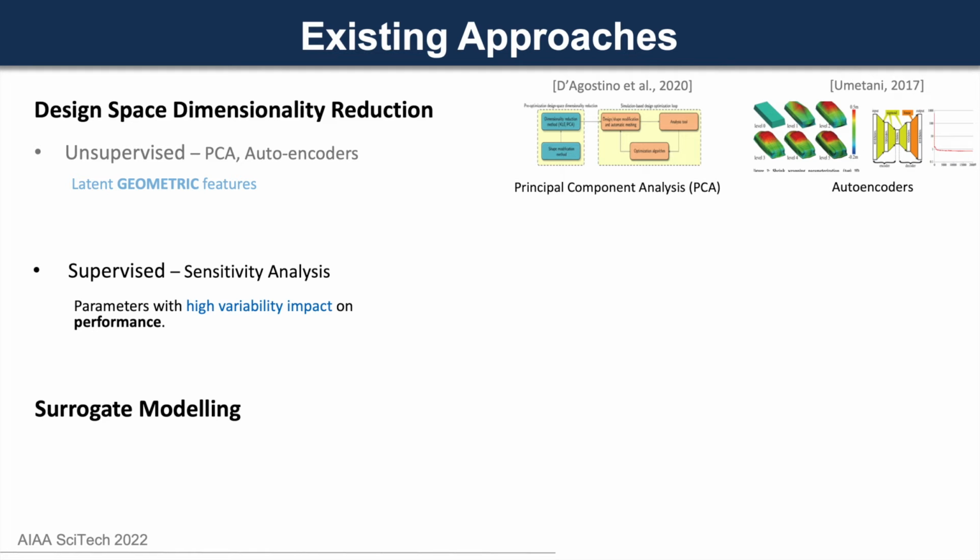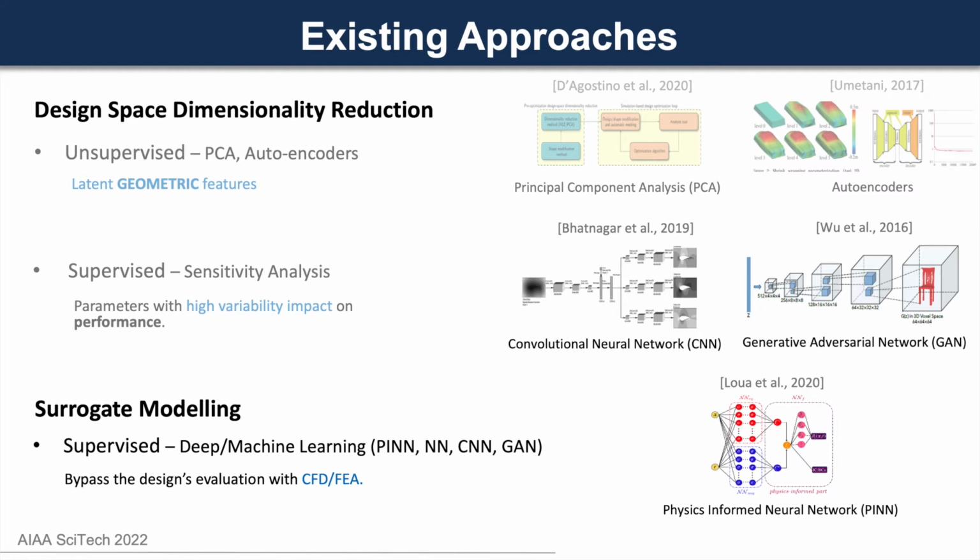lower dimensional design space. Surrogate modeling approaches, on the other hand, focus on bypassing the need for design evaluation tools like CFD and FEA with approximation models. These approaches have gained a lot of attention with recent advancements in machine learning and deep learning.